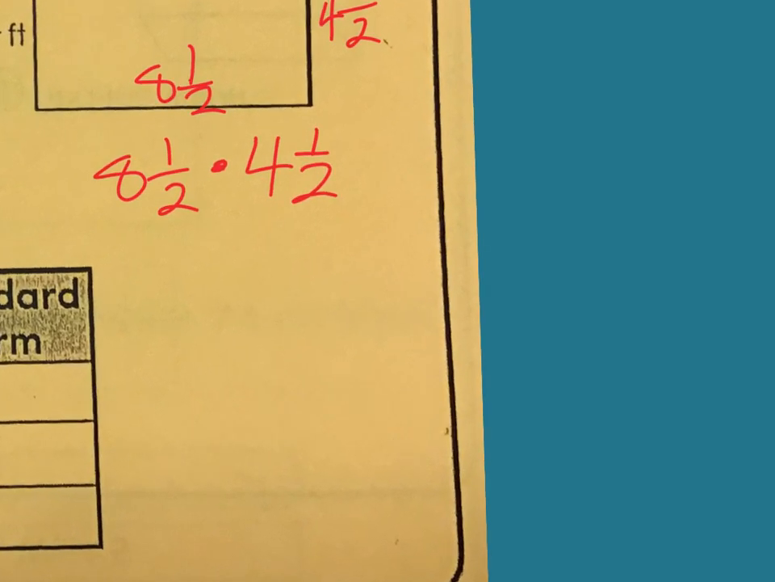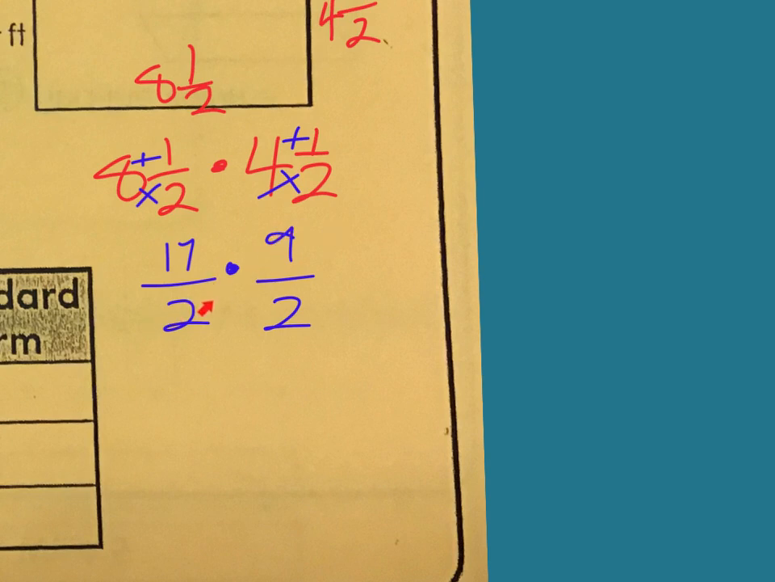Now we're dealing with those mixed numbers, those pesky mixed numbers, where we need to turn them into improper fractions. So to do that, remember, 8 times 2 is 16, plus 1 is 17. And we just bring that denominator down, and it's 2. And then we go 4 times 2 is 8, plus 1 is 9 over 2. Okay? Then we check for our cross simplification, and we can see that 2 and 9 don't have any common factors, so we can't simplify. And 17 and 2, no common factors, so we can't simplify. So we're just going to multiply.